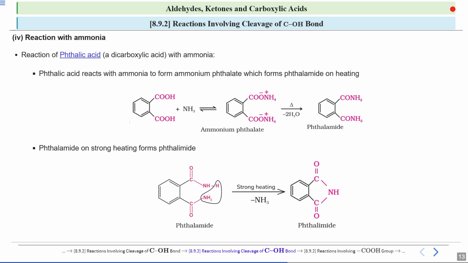If you look at this cyclic compound, it has 2 carbonyl groups and 1 imide nitrogen. This is the final product you get from the reaction of phthalic acid, which is a dicarboxylic acid, with ammonia. First, you get phthalimide, and when you strongly heat this phthalimide further, you finally get this 5-membered cyclic imide. So you have 2 carbonyls over here and 1 imide nitrogen. It is a stable compound and is often used in the synthesis of other chemicals.